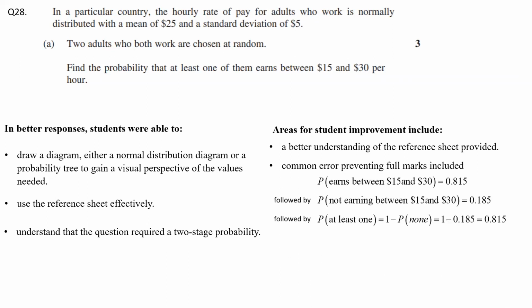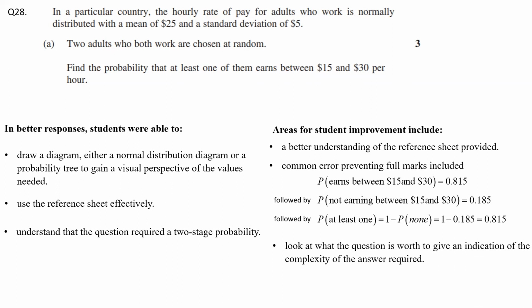Here is a common style of question that was preventing full marks. They sort of had an idea of what was happening. So the first one, earns between 15 and 30, getting the right probability there. Then realizing, well, I don't want to earn between those numbers, I'm going to have to take the complement of it. And then when they attempt to do the at least one, then they go back to the start. So that was a problem with not realizing that it was a two-stage probability. So they're going around in circles a little bit there.